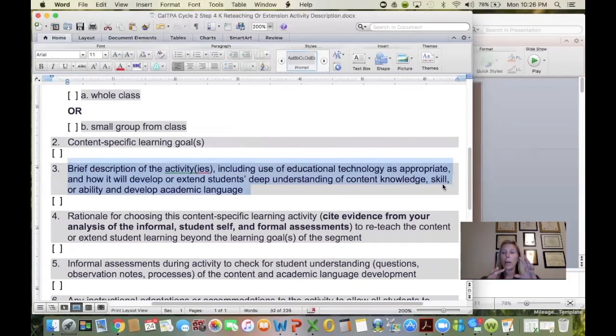So you're going to talk about the activities you're planning on having students do during this lesson in order to help them have a better understanding of the content or to extend their knowledge of the content and to develop that academic language. And it says you should use some ed tech. So I recommend putting ed tech in there if you can. Okay, if it is evidenced at your school site, if you have access to it, then you should put it in here. And remember, the computer lab or the roving cart of iPads or Chromebooks can be accessible to you if you ask and use those for your ed tech.